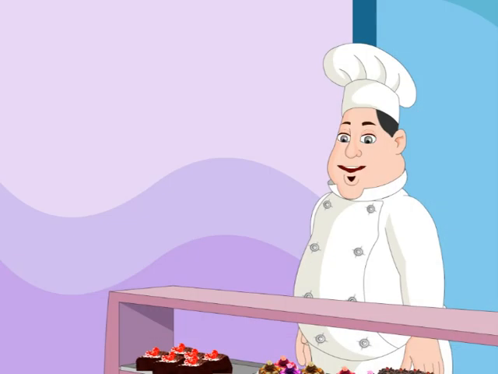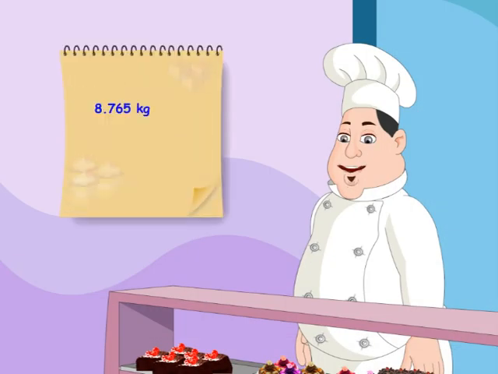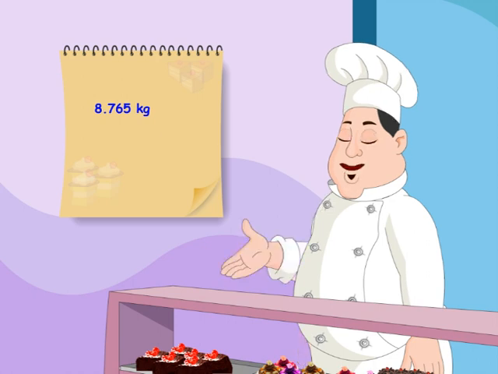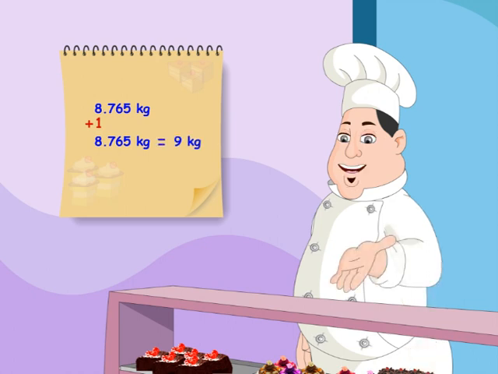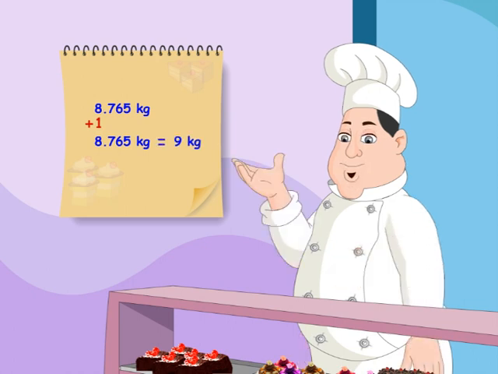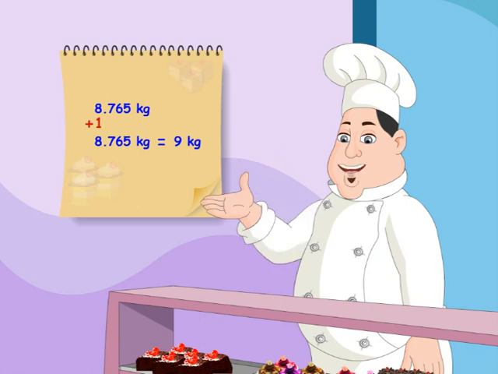Let us round off 8.765 kg here to its nearest kg. Since 7 is greater than 5, we add 1 to the digit at the ones place. 8.765 kg becomes 9 kg. And you can do exactly the same for length and capacity too.